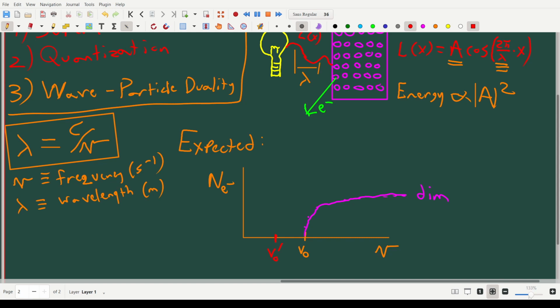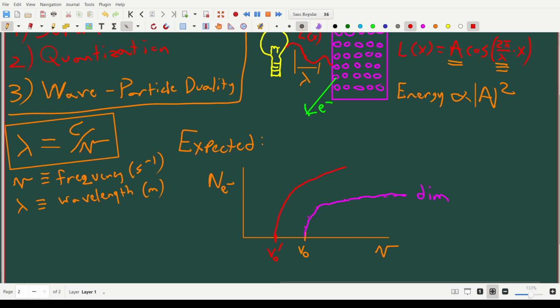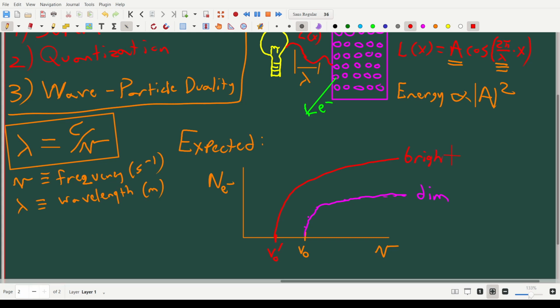And you would imagine that a bright light will generate more electrons, and at lower frequency, than a dim one, right? Because you're putting more energy into the system. So this is what we expect classically, and that's a totally reasonable assumption to make.